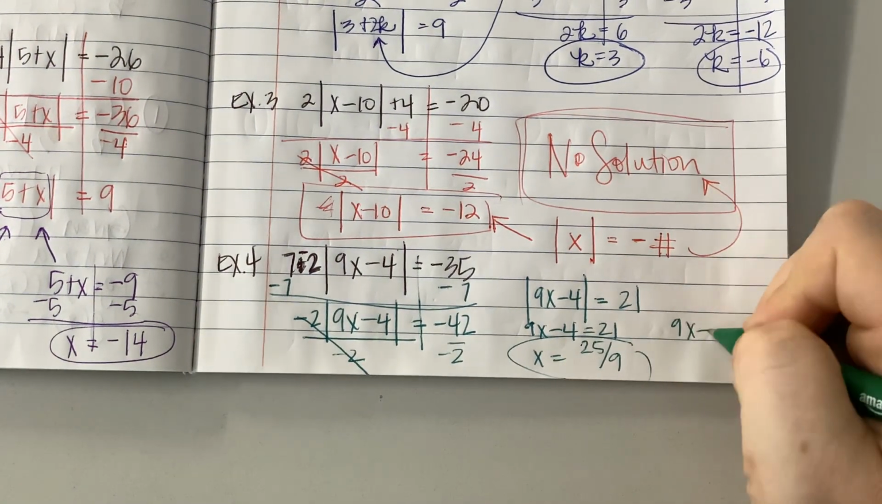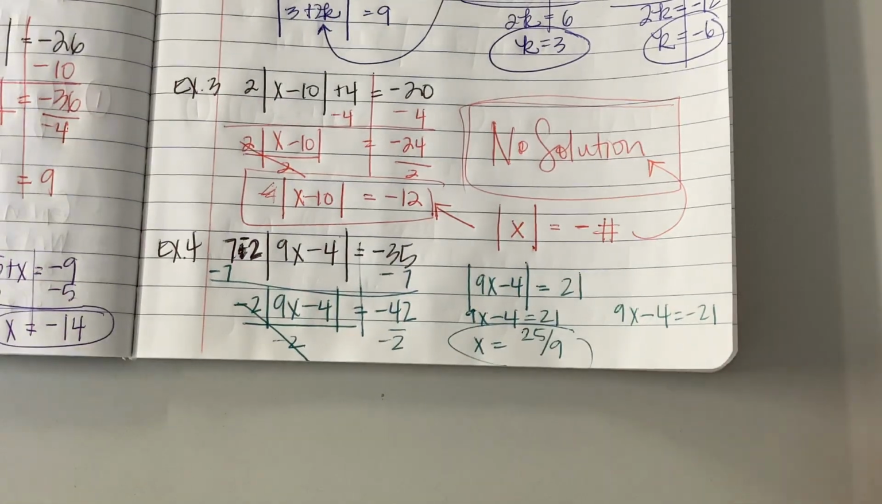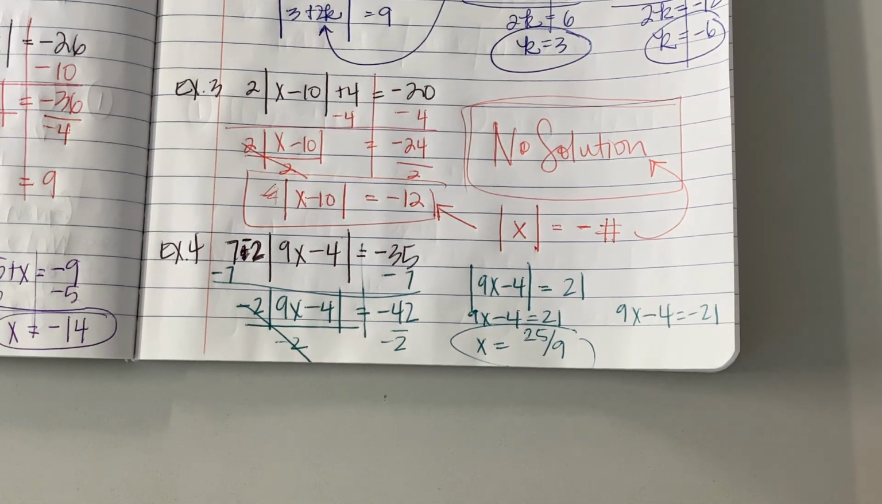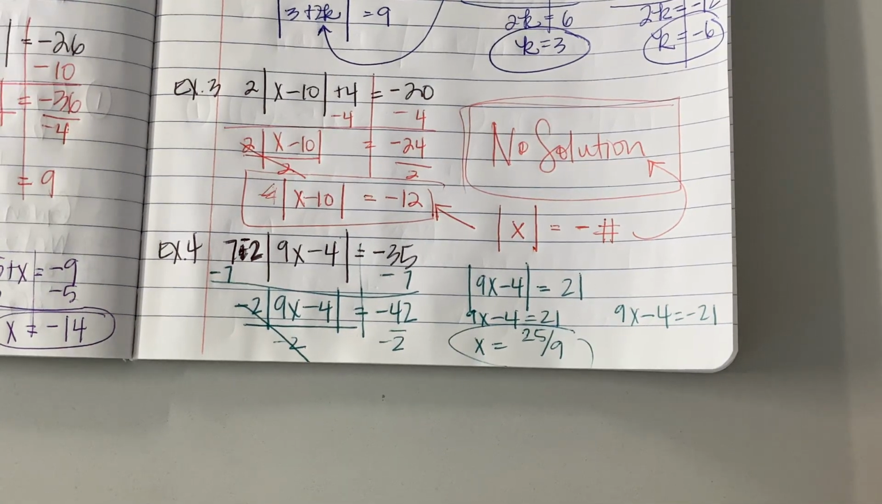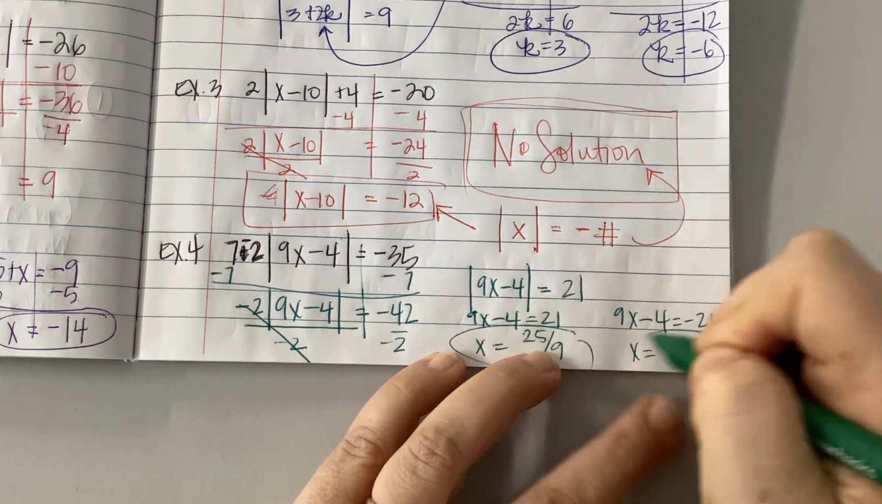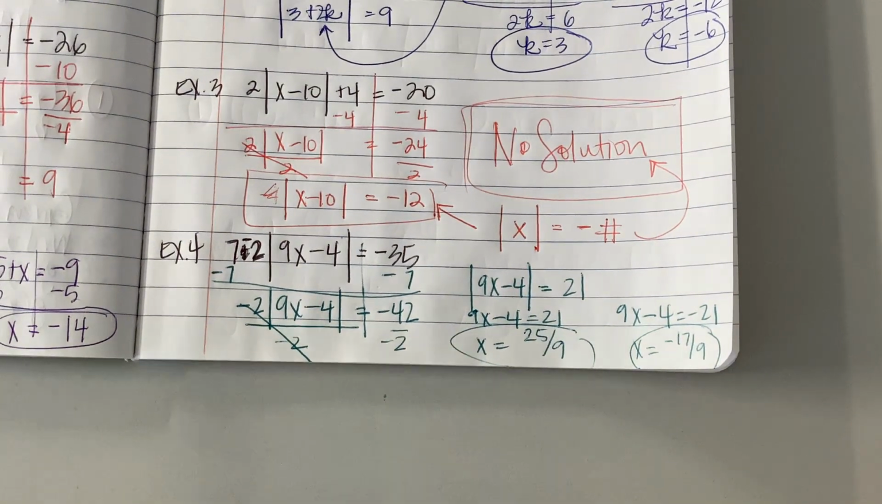And then you go back and you do for negative 21. And you say negative 21 plus 4 is 17. No, negative 17. Divide by 9. I'm going to leave it negative 17 over 9. Could you put the decimal version of it? Sure.